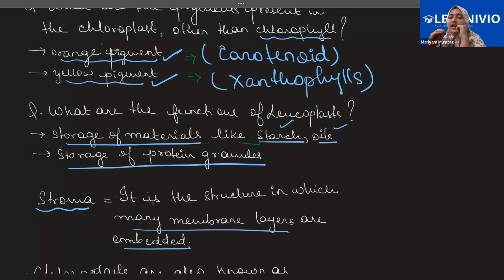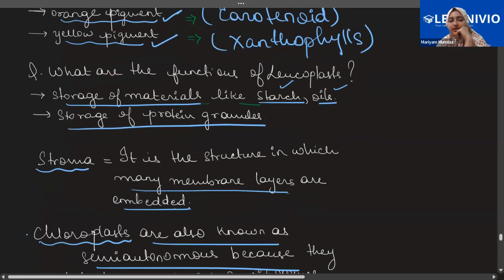So leucoplasts, being colorless, will store stuff. Either it will store the starch, oils, or the protein granules.